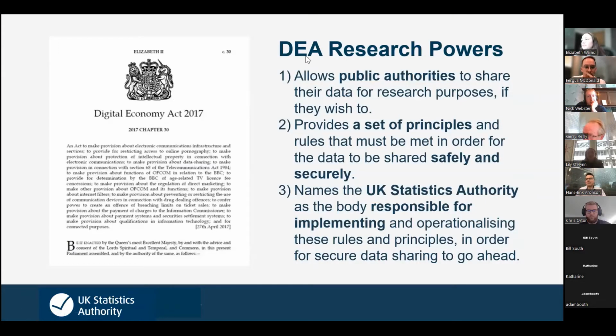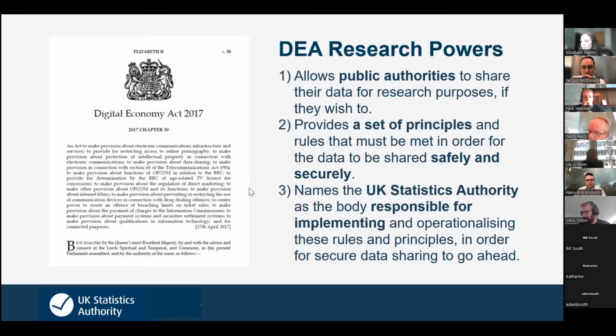Thank you. So firstly, why is the Digital Economy Act Research Powers, or the DEA for short, important? Well, the DEA is essentially a generic legal gateway that enables secure data held by public authorities, so government departments, universities, for example, to be disclosed for research that is deemed to be in the public good.